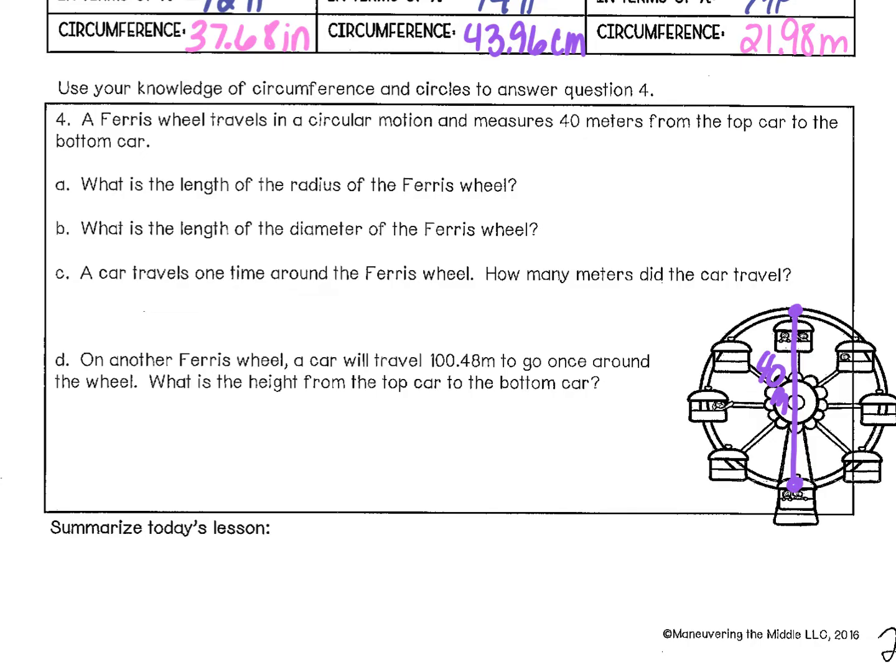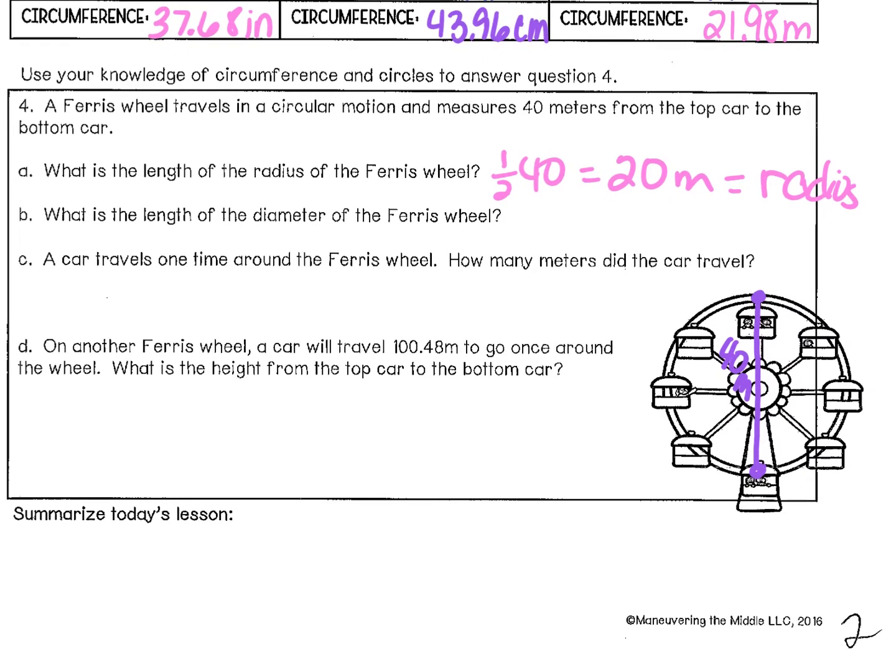Okay, so now that you've tried the problem, I'm going to start going over it. Feel free again to pause as we go if you would like. What is the length of the radius of the Ferris wheel? So if the whole thing is 40, half of 40 is going to be 20. So the radius is 20 meters. Okay? Because remember, the diameter is the whole thing. The radius goes from here to here. So that's half of it.